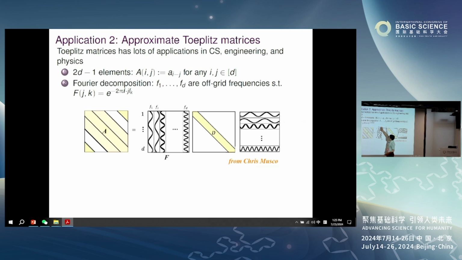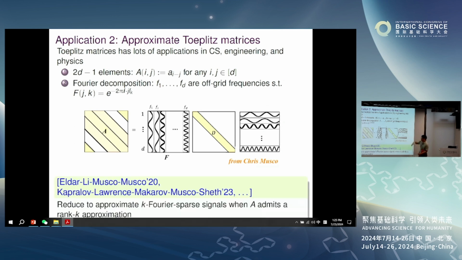Another reason is that it admits a Fourier decomposition such that we can use the fast Fourier transform to accelerate its computation. So the Fourier transform is saying there is a diagonal matrix of its eigenvalues, and then we multiply by a Fourier matrix and its transpose around the diagonal matrix, and we get the exact Toeplitz matrices.